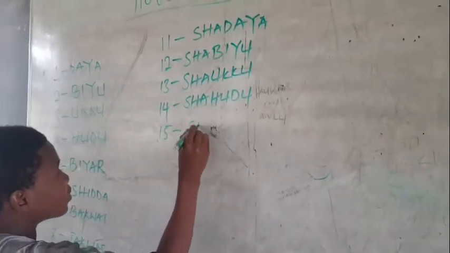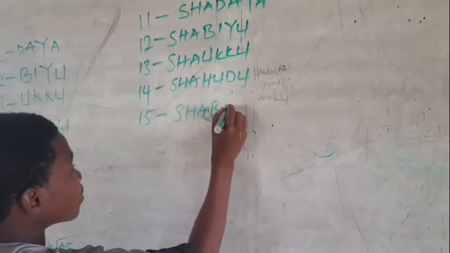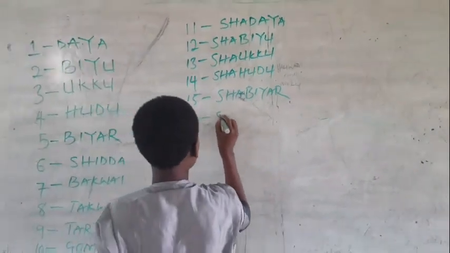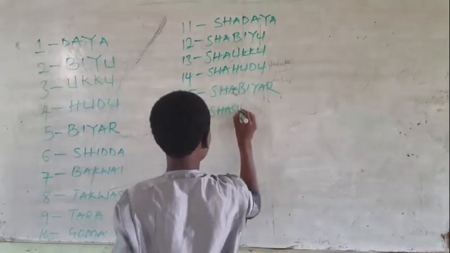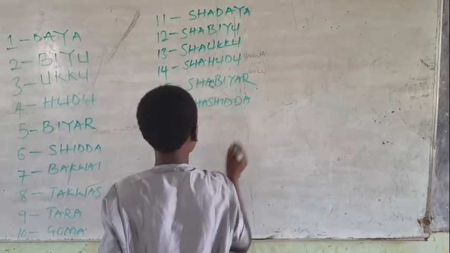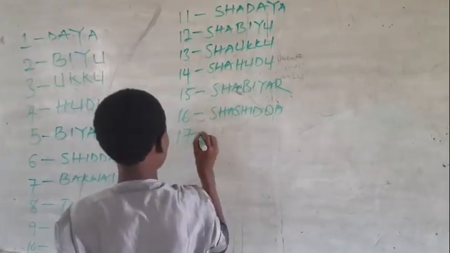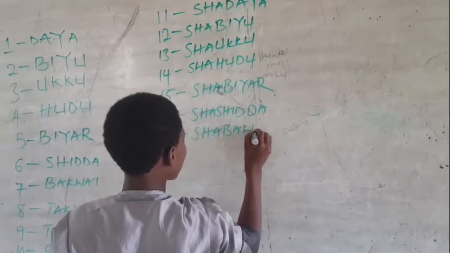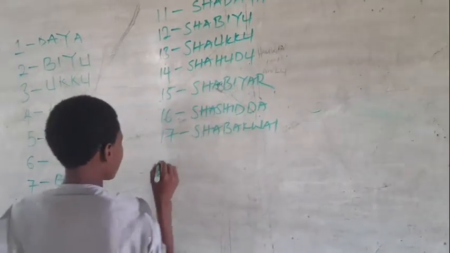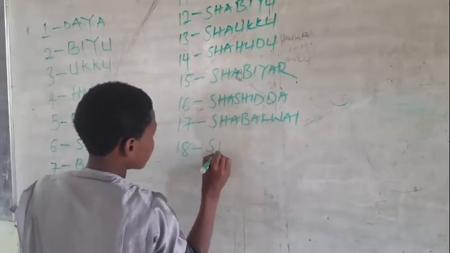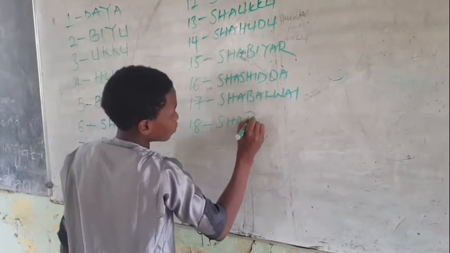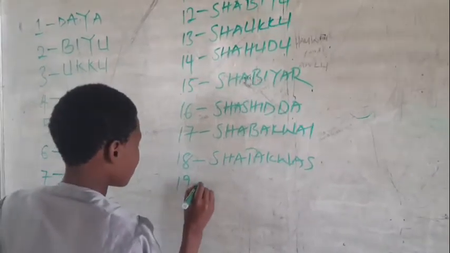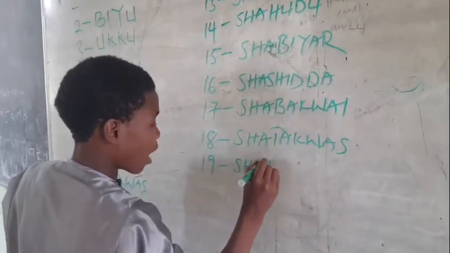15, biyar. 16, shidda. 17, bakwai. 18, takwas. 19, tara.